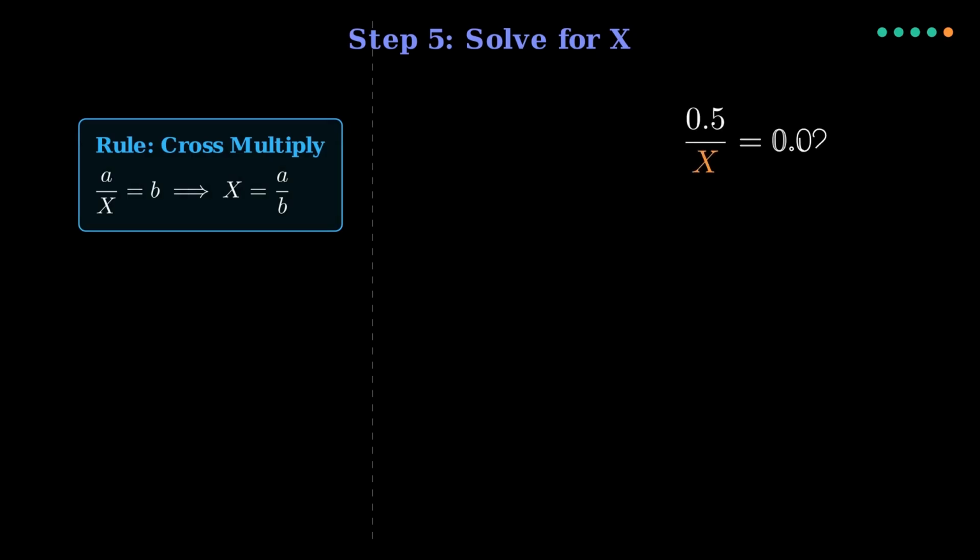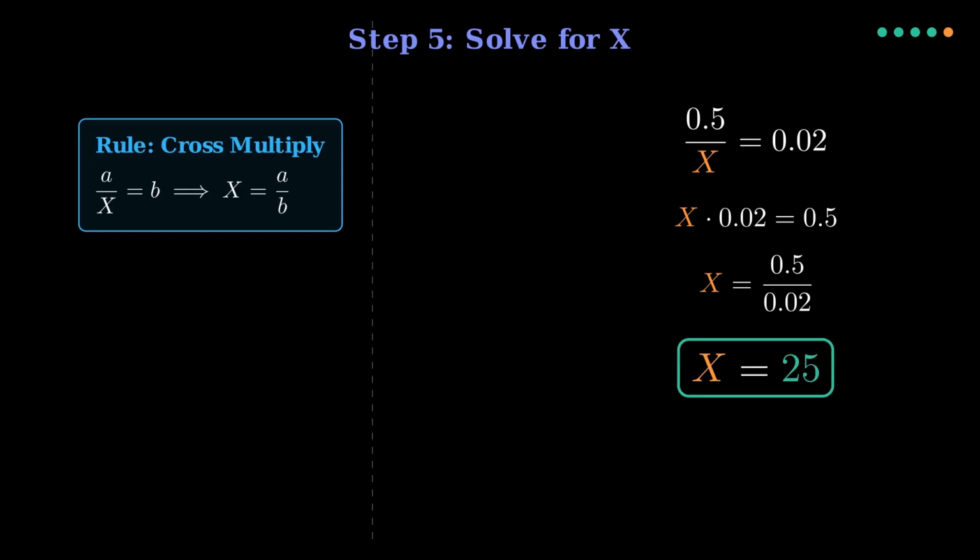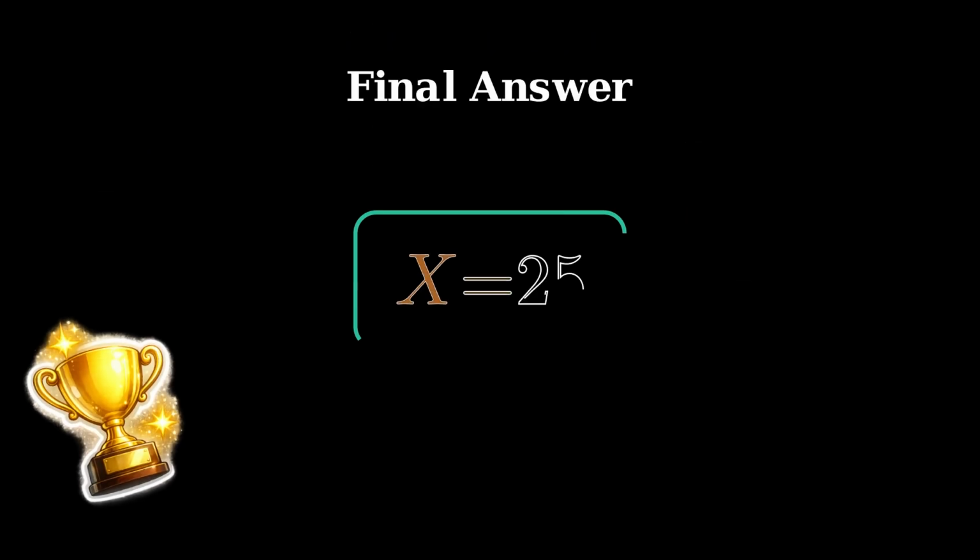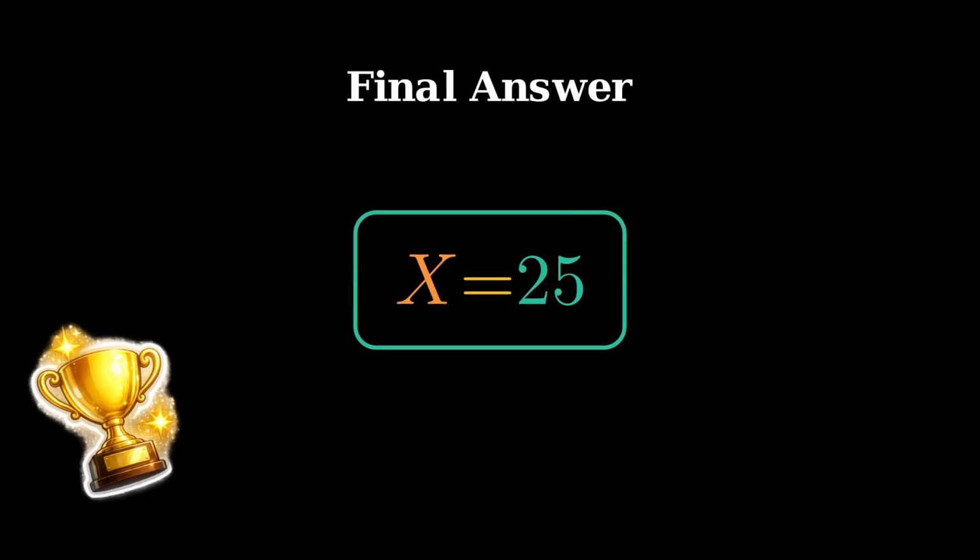Step 5. The grand finale. Let's solve for x. We have 0.5 over x equals 0.02. To isolate x, we cross-multiply. x times 0.02 equals 0.5. Therefore, x equals 0.5 divided by 0.02. And 0.5 divided by 0.02 equals 25. And that's it. And there we have it. x equals 25. Beautiful problem, beautiful answer.